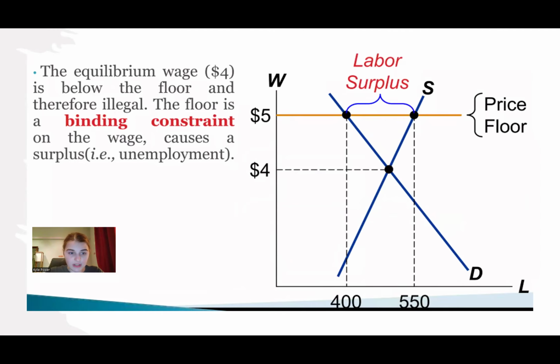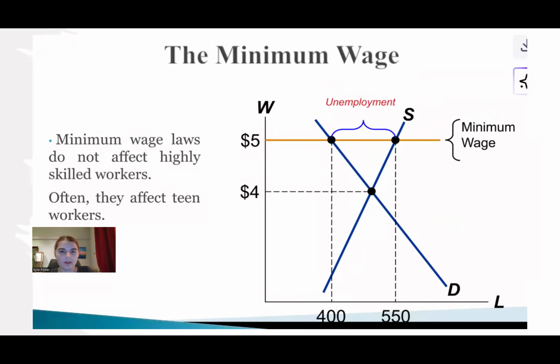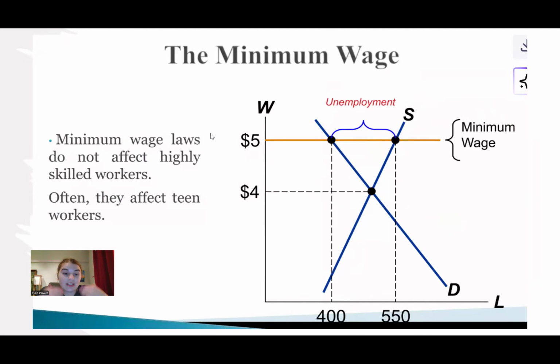So a surplus is when supply is exceeding demand. There's more available in our marketplace than we have demand for. In our case, minimum wage laws usually don't end up affecting what's called skilled workers, especially highly skilled workers, which are people who have a lot of training. They often end up affecting our lower skilled marketplaces, like teen workers or entry-level positions.